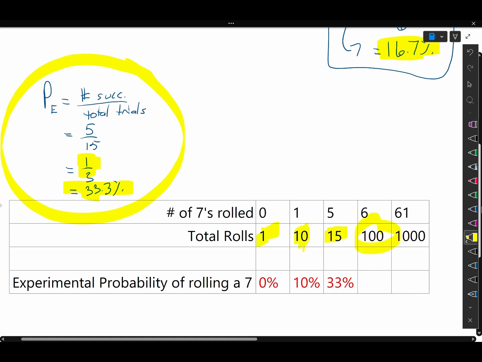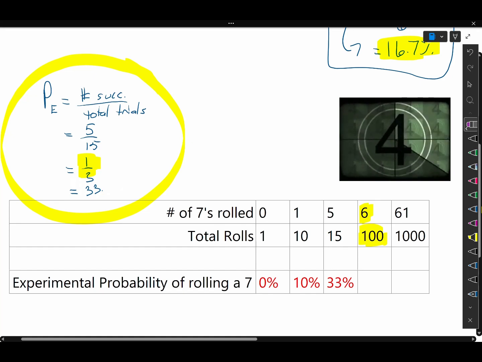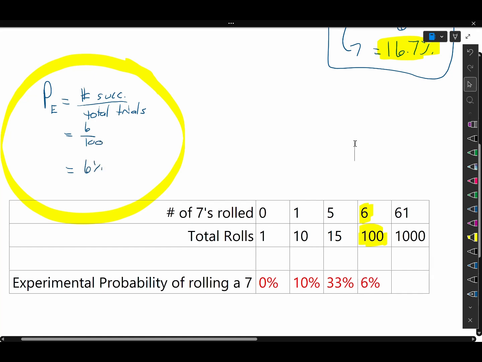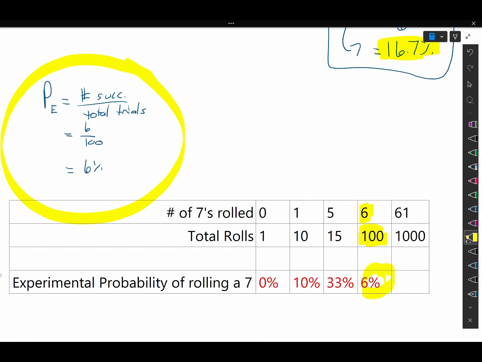We have rolled these dice 100 times. We've only seen a 7 pop up 6 times. Now I want you to perform one more calculation right here. Calculate the experimental probability of rolling a 7. Good, so right here we have an experimental probability of 6% of the time.